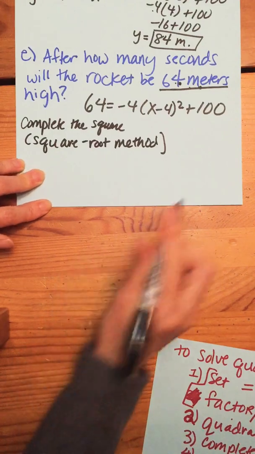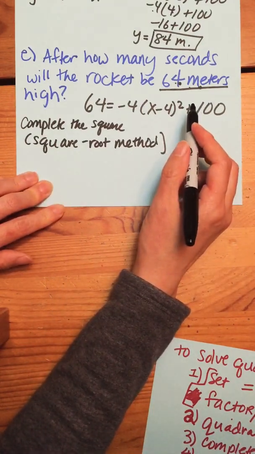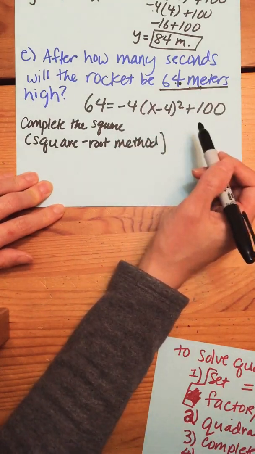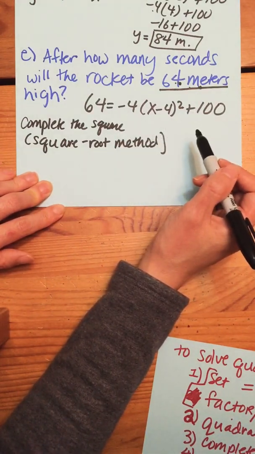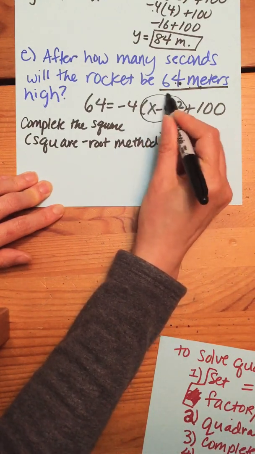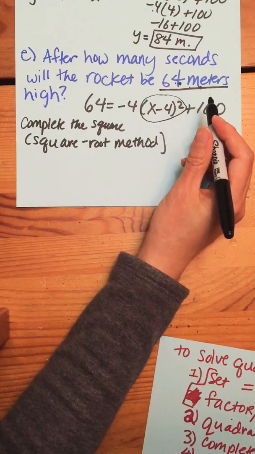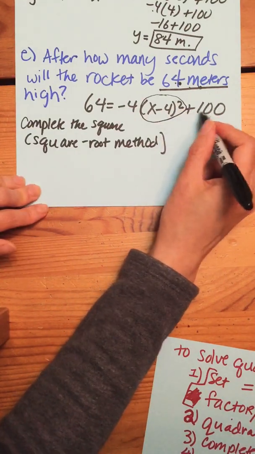Okay. So to do the square rooting method, the first thing you need to do is not get it equal to 0, that's factoring, okay? You have to get the factor that's the perfect square by itself. So I need to get this by itself right here. So that means I'm going to have to get rid of this plus 100.